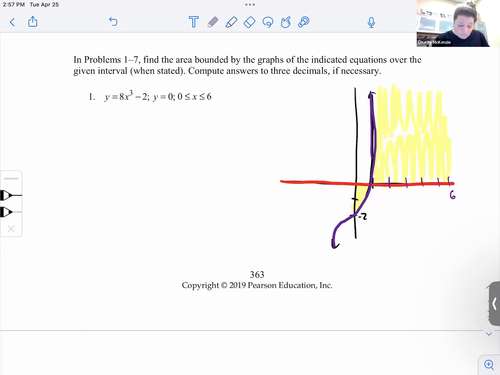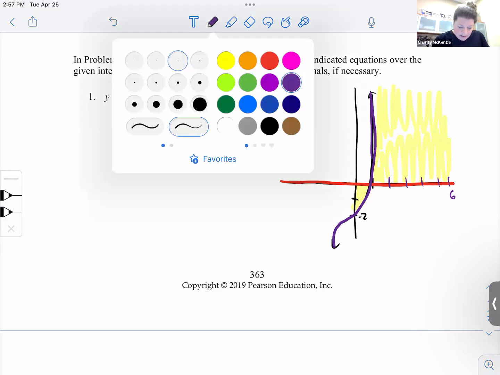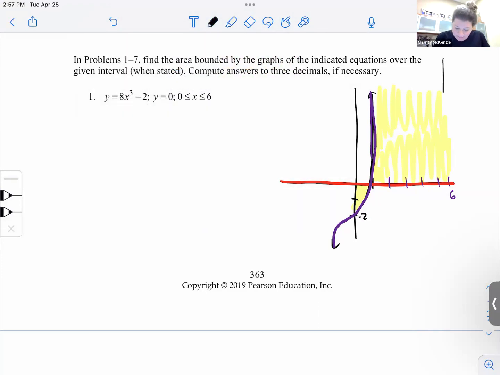Let me go back to black here. We're going to cut it off here at the 6, and we're going to cut it off at the 0. So we have two different regions, and we have to do two different integrals, because in that second region the purple line is on top. Our rule is that on our integral, the one on top has to be first. So we have to find where these two equations cross right here, because we need to find where we go from one integral to the next integral.